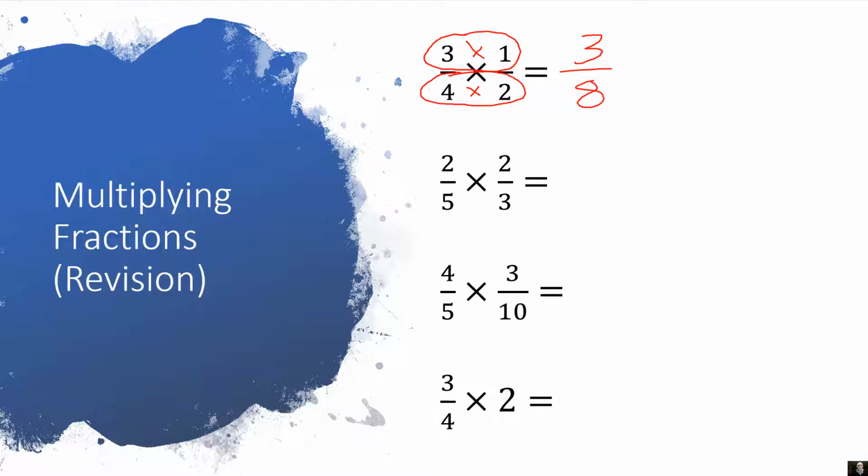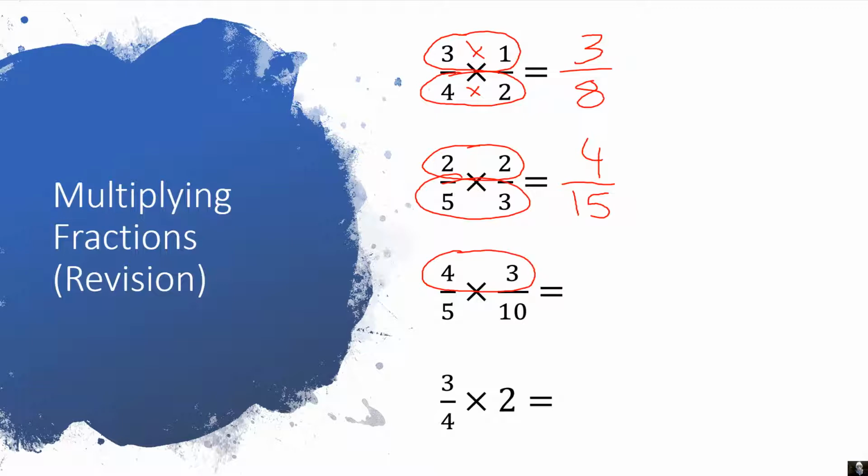Now, example 2, we do 2 times 2, which is 4. Then at the bottom we do 5 times 3, which is 15. Now when you get to the end of any question, you need to check, can I simplify my answer? Which for the first two, no, we can't simplify either of those.